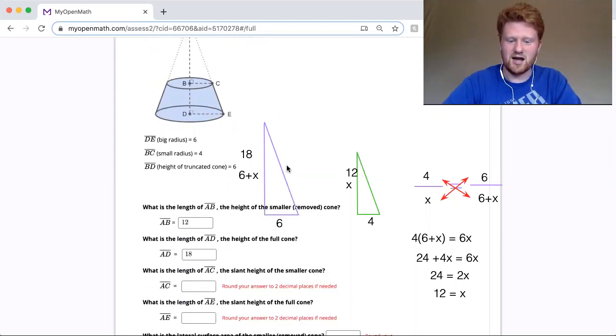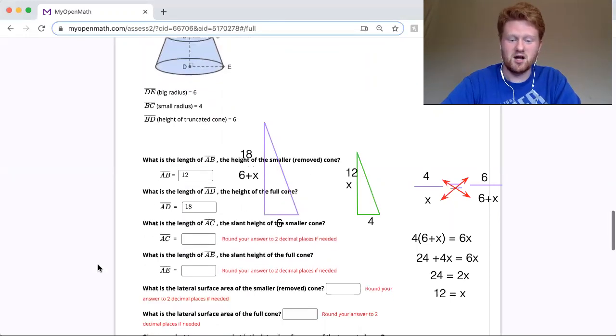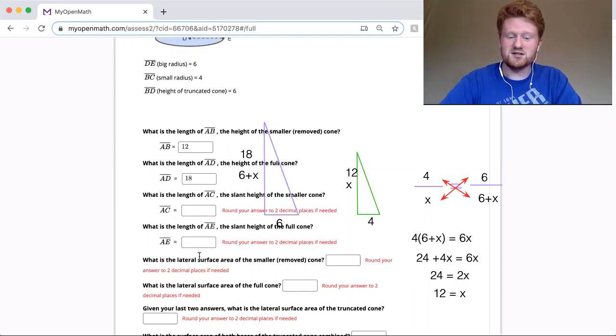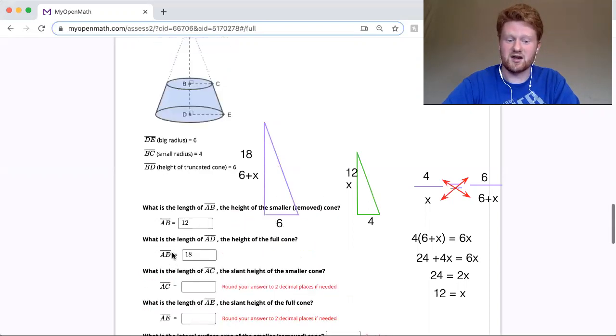Now, I'm sorry, these pictures are going to cover the words a little bit, but just so we can talk, I'll scroll up so it's a little clearer. But the next part says, what is the lateral surface area of the smaller removed cone? And what is the lateral surface area of the full cone? And then given the last two answers, what is the lateral surface area of the truncated cone?